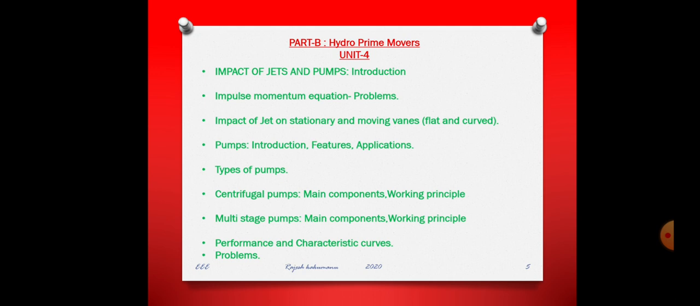Impact of jet, effect of jet on stationary and moving vanes. What is a vane? A vane is a blade. For example, if you take a fan, you are having three vanes or three blades. Okay, so whenever water hits the fan blades, what happens? The water hits the vanes and gets distributed all around.